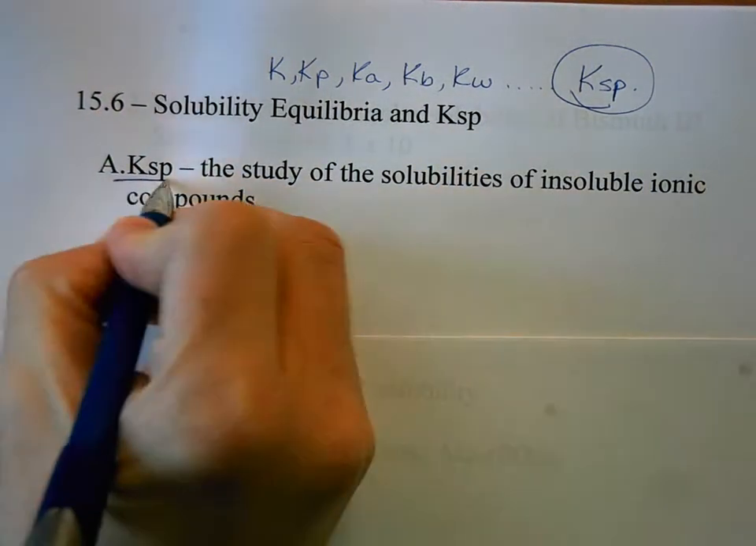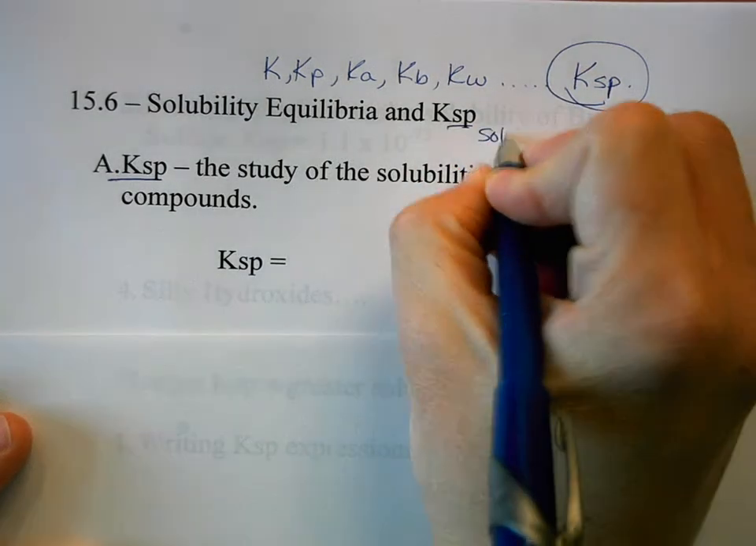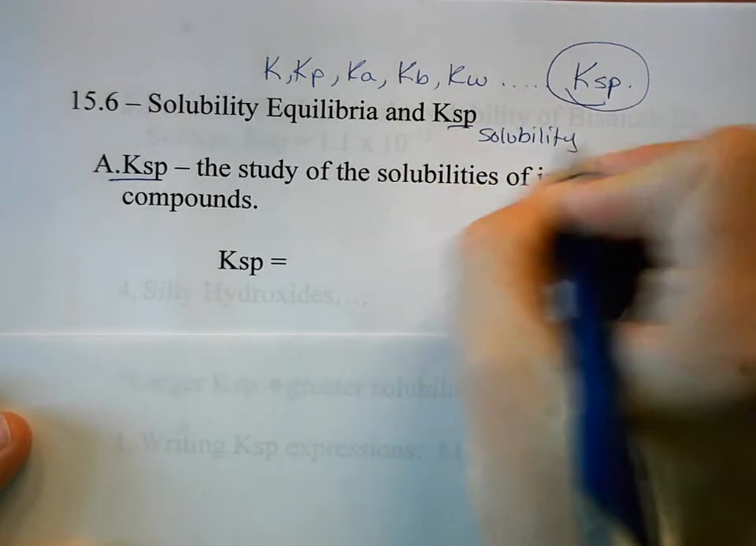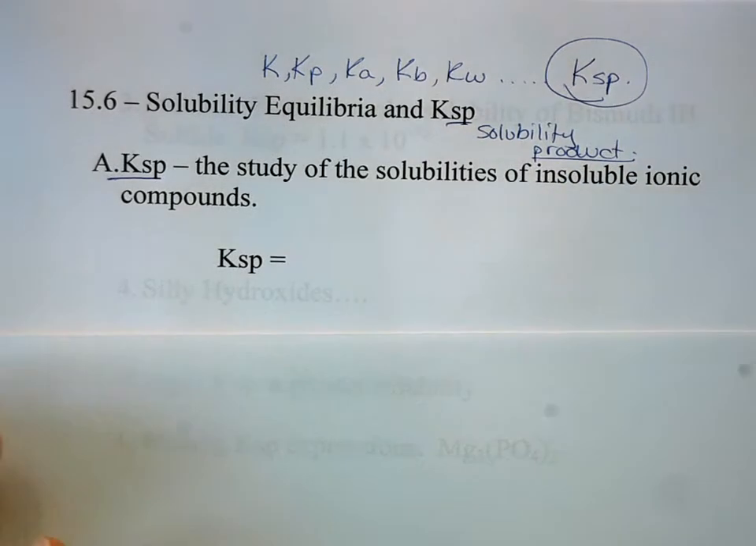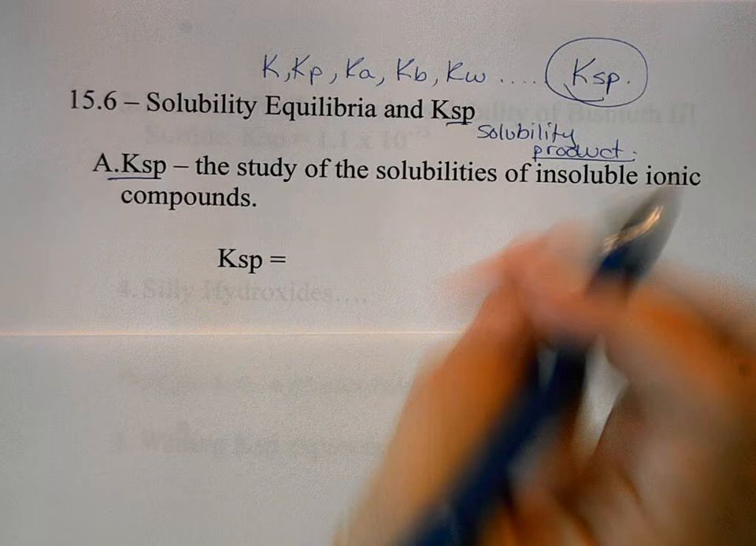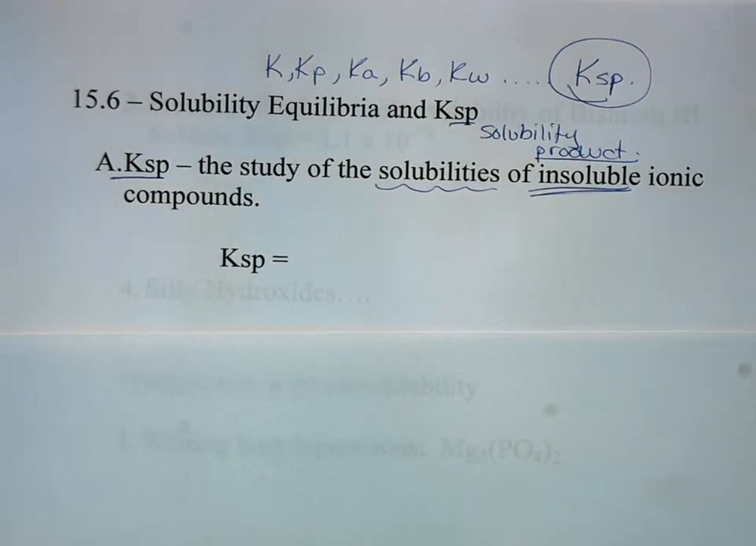Okay, so Ksp, the sp here stands for solubility product. And product, not actually what the product is of something that dissolves, but product as it refers to things being multiplied together in the expression for Ksp. So that's where that comes from. And Ksp is the study of the solubilities of insoluble ionic compounds.